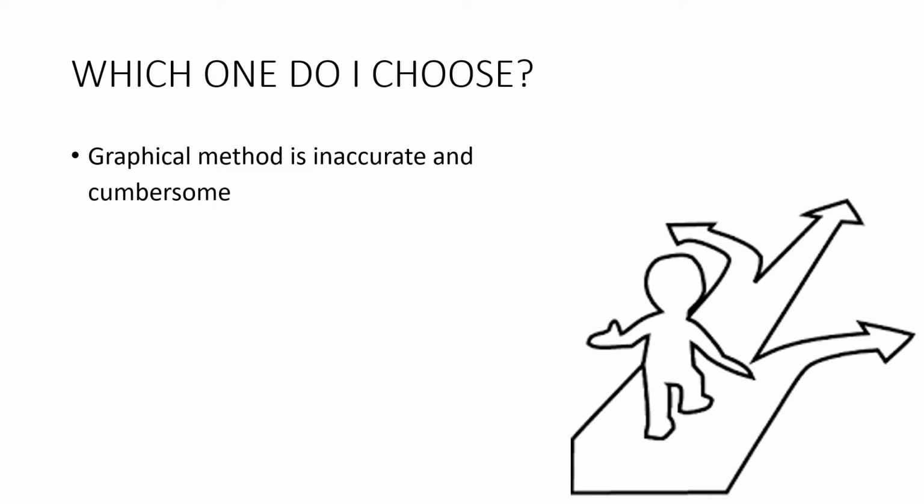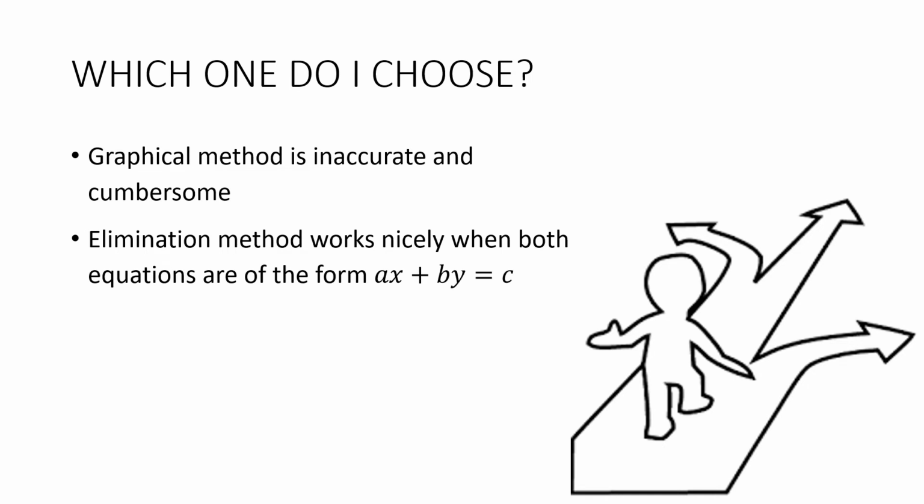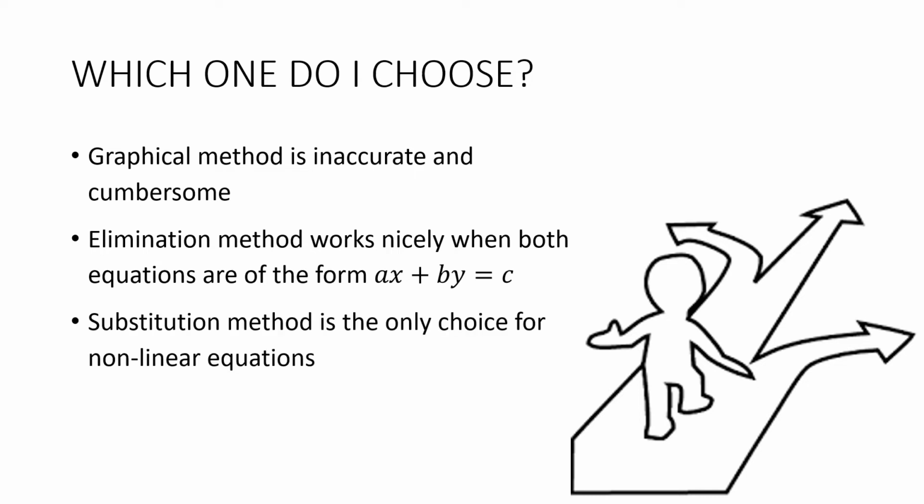So which method do you choose? Well, the graphical method is inaccurate, particularly if you have non-integer solutions, and it's cumbersome. So you'd really only choose that if the graphs were already drawn for you. The elimination method works nicely when both equations are of the form ax plus by is equal to c. And the substitution method is the only choice for nonlinear equations.